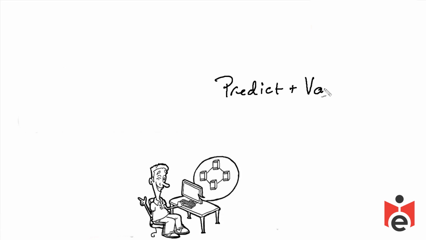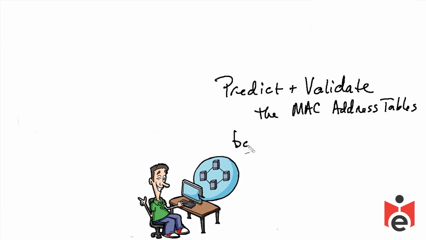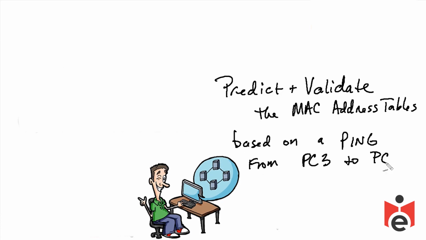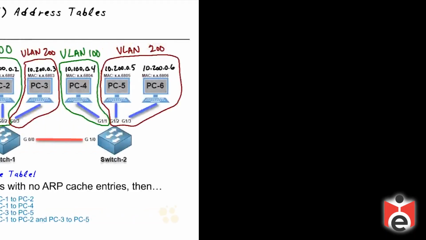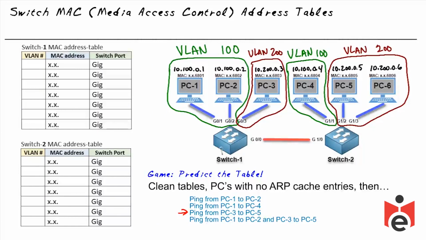For this scenario, we're going to generate some traffic within VLAN 200 going from PC3 over to PC5, but before we do that, we'll predict what the MAC address tables would be on both switches that are connected via a trunk, and then we'll validate it via a demonstration. So here's our task, to predict the MAC address tables on switch 1 and switch 2 after a ping from PC3, which is right here, going over to PC number 5, which is right here.